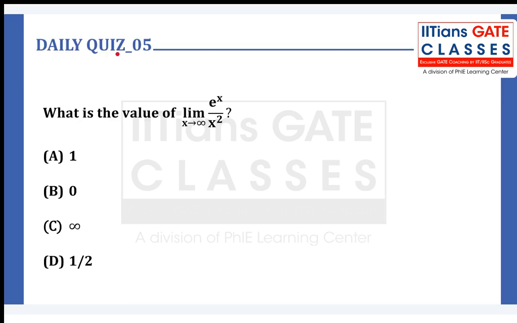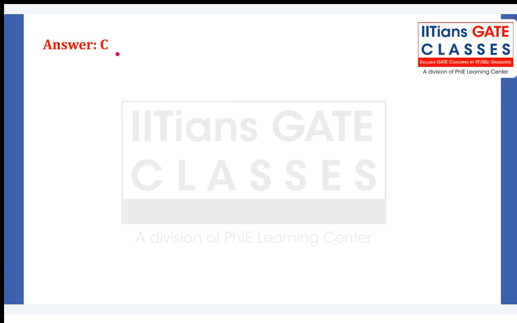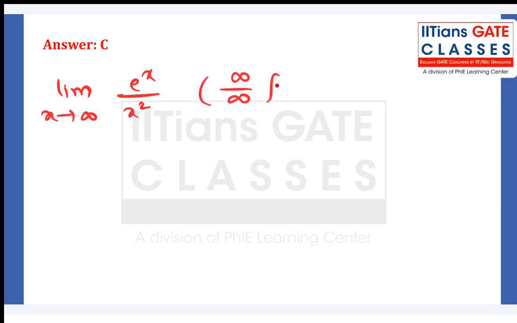Okay, now let's move on. So the next question is about limit. Okay, so x is tending to infinity, e power x and x square. So x tending to infinity, e power x divided by x square. So if you put x tending to infinity here, you get infinity by infinity form. Okay, and for such cases, you are supposed to use L'Hospital's rule.